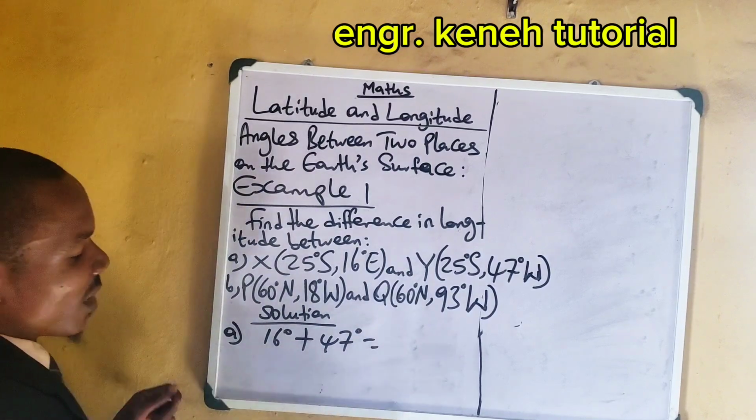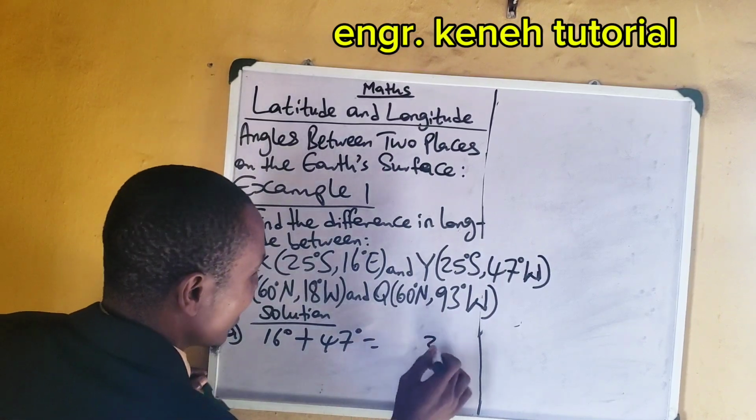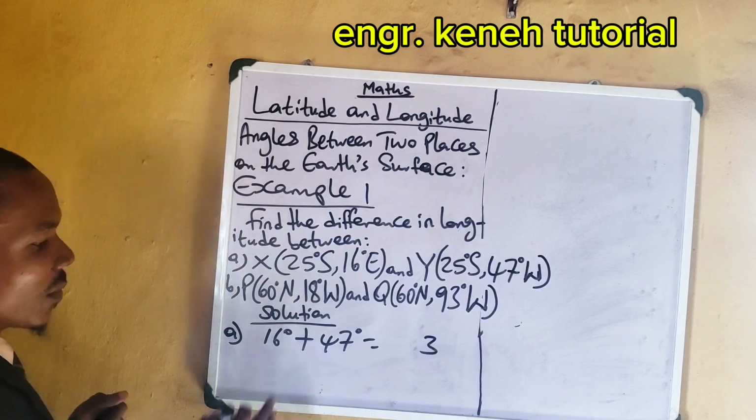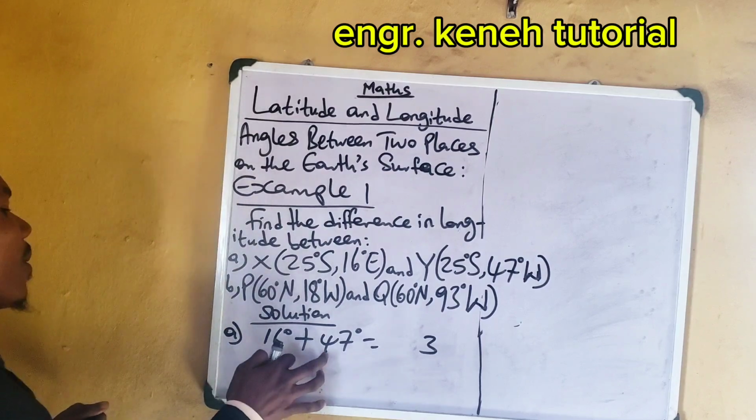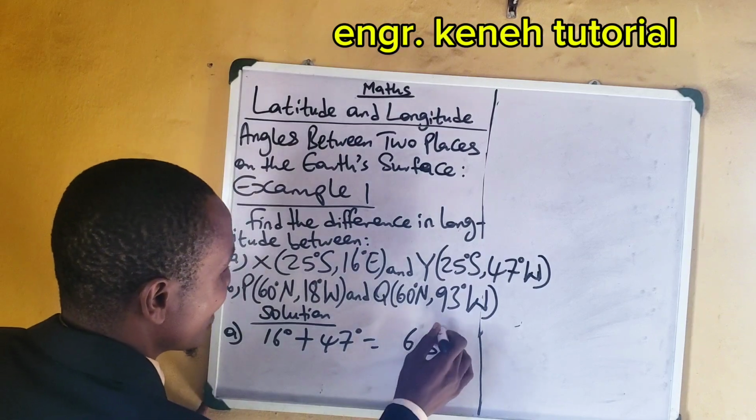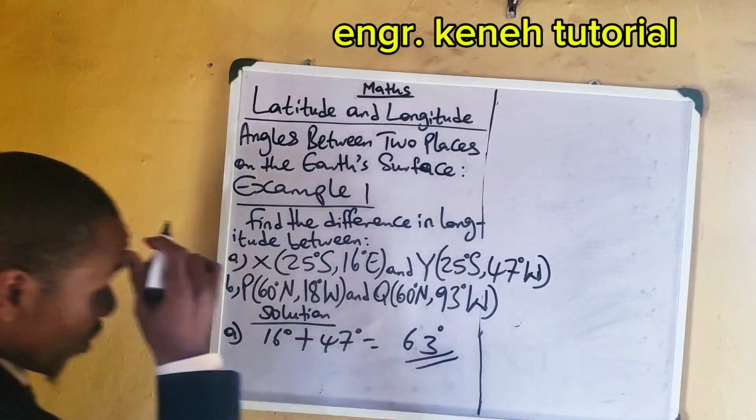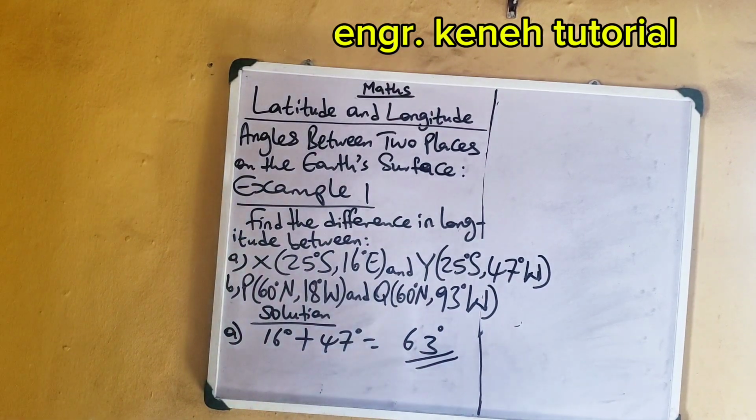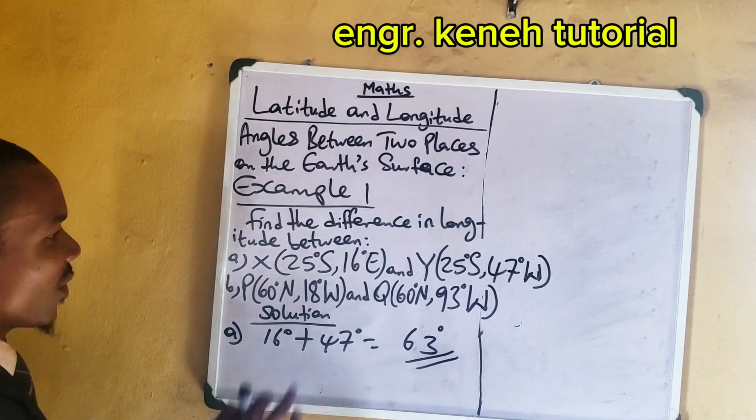So 7 plus 6 will give us 13. So you write 3, carry 1. You say this one, 4 plus 1 will give us 5, plus 1, you have 6. You have this 63 degrees. Can you see? So the difference here is what? 63 degrees. That is for A.